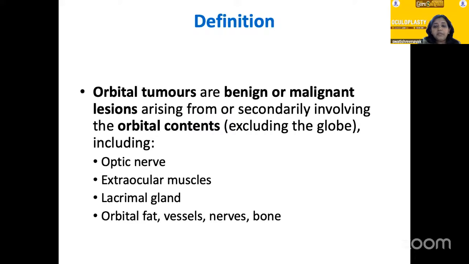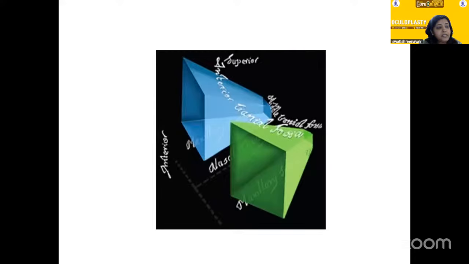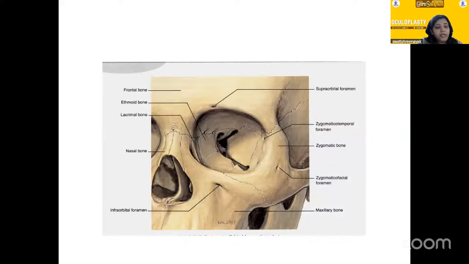To define, orbital tumors are benign or malignant lesions which arise from or secondarily involve the orbital contents excluding the globe, but including the optic nerve, the extraocular muscles, the lacrimal gland, the orbital fat, vessels, nerves, and bone. This is a schematic representation to understand the orientation of the bilateral orbits, which you can envisage as pyramids. The lateral walls subtend an angle of 90 degrees with each other, while the medial walls are parallel. Orbital anatomy follows the rule of 7: 7 bones, 7 muscles, and 7 nerves. The orbital walls are formed by the 7 bones: the orbital plate of the frontal, the ethmoid, the lacrimal, the palatine, the maxilla, the sphenoid, both greater and lesser wing, and the zygomatic bone.